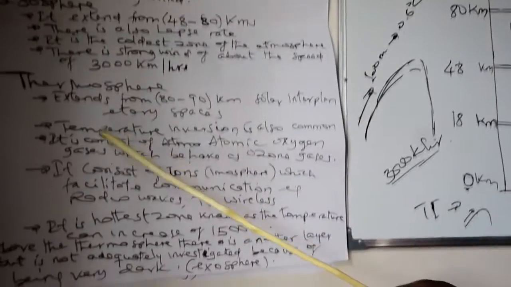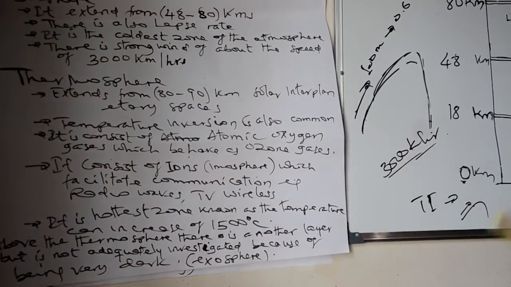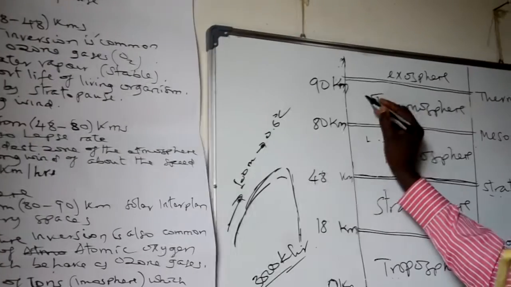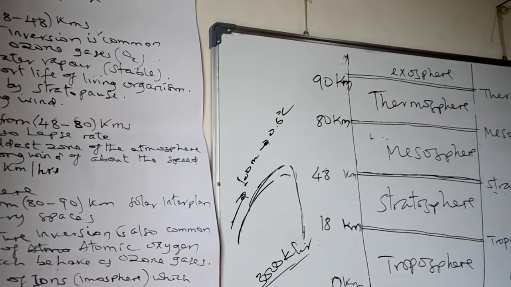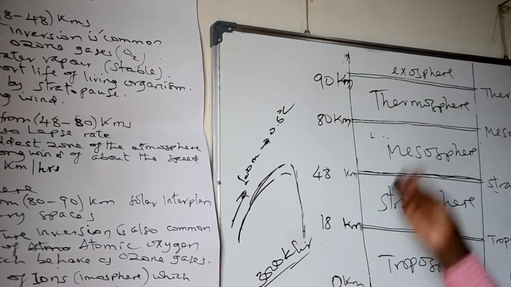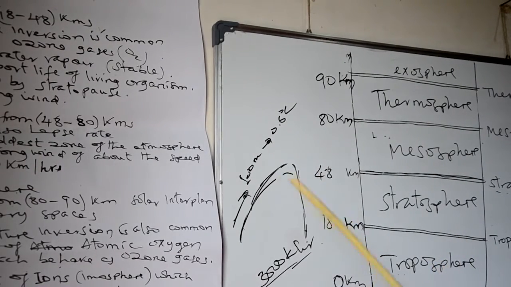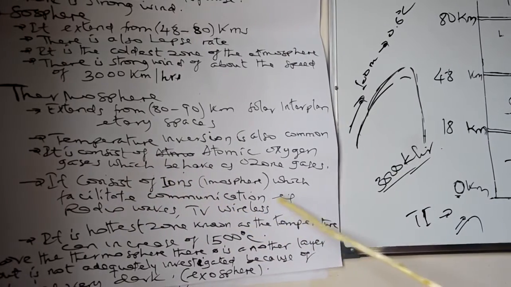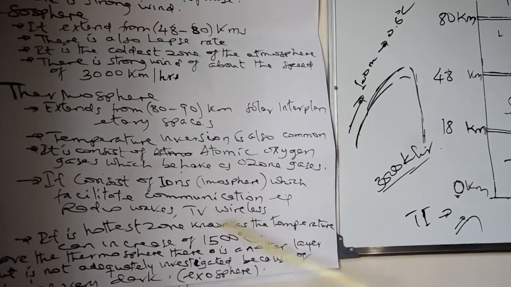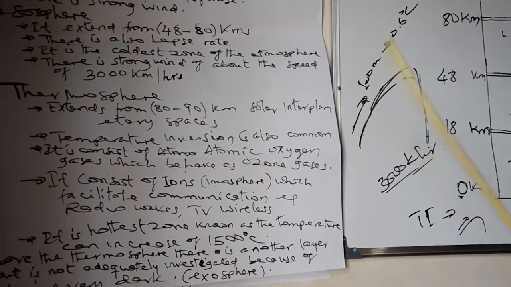It consists of atomic oxygen gases, which behave like ozone gases. Ozone gases take place in this layer, acting to prevent the direct penetration of sun rays or radiation. Another characteristic is that it consists of ions in the atmosphere, which facilitate communication, for example radio waves, TV waves, and other communication devices.